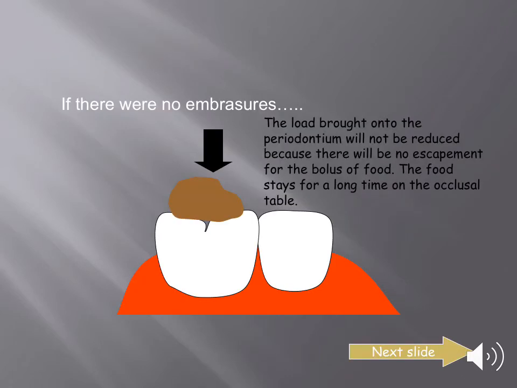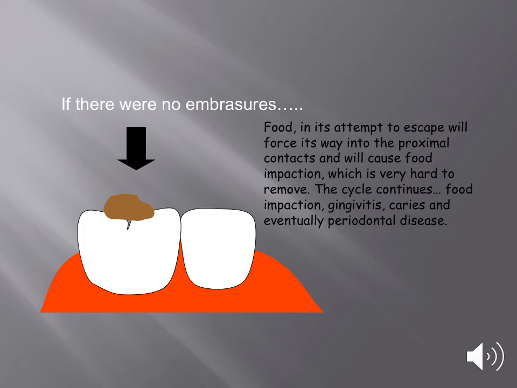If there were no embrasures, or very small embrasures, as you can see in a very square tooth, or imagine a tooth that is square with no embrasures at all, then the food that's being chewed has no area to go and escape. Thus, the food can and will be forced between the teeth, and it can cause gingivitis, caries, and eventual bone loss.